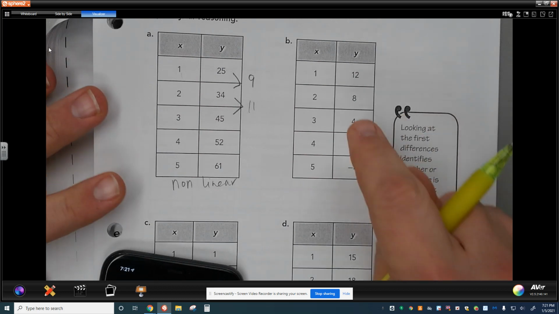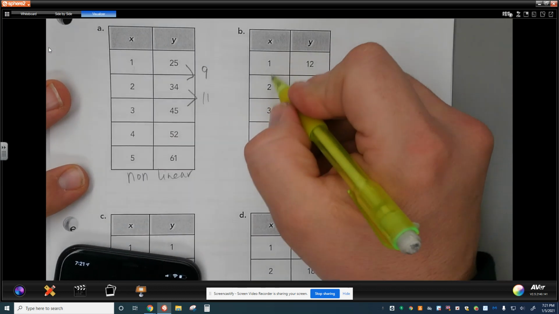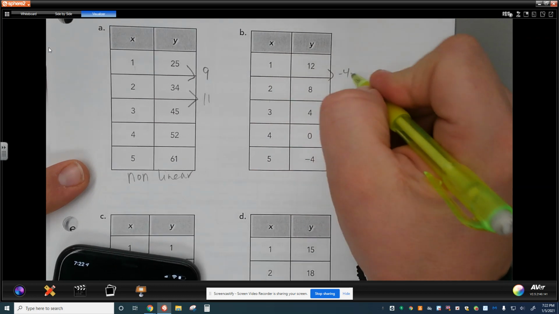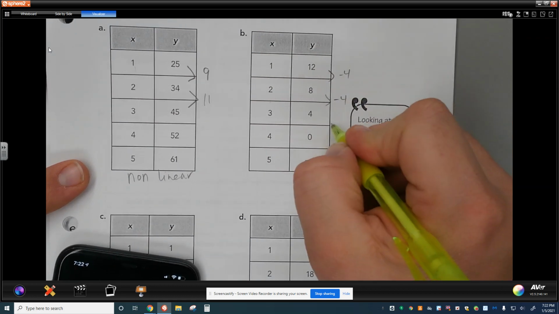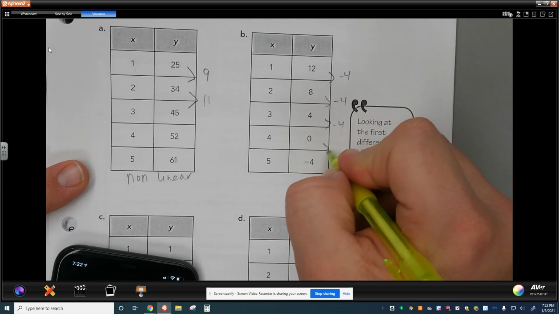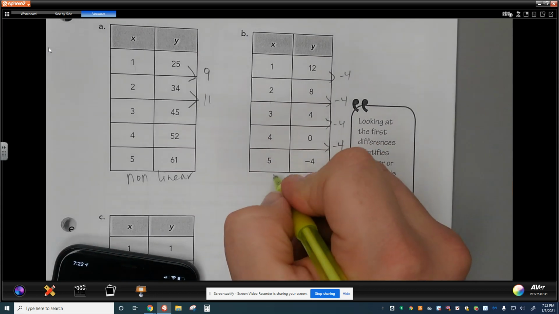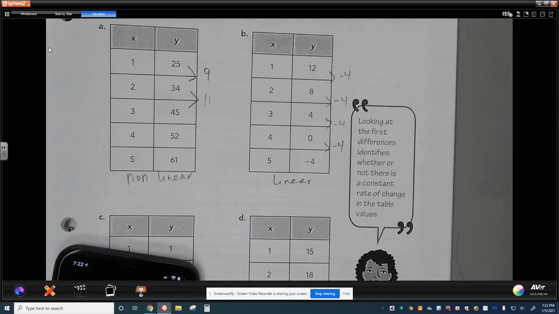Okay? Looking at the next one, I see still the increasing of 1 in x, but now right here I'm seeing minus 4, minus 4, minus 4. Very good. Minus 4. Cool. Since I see the exact same pattern all the way through, I can say that these are linear. Awesome.